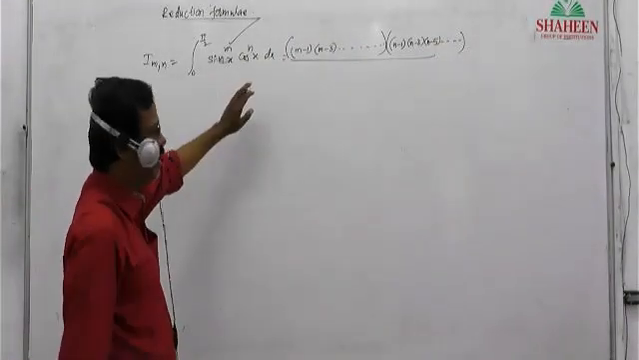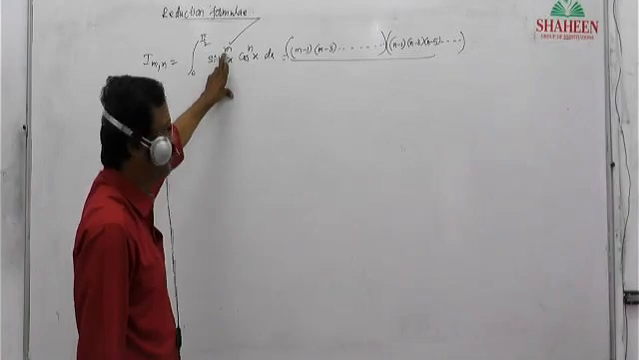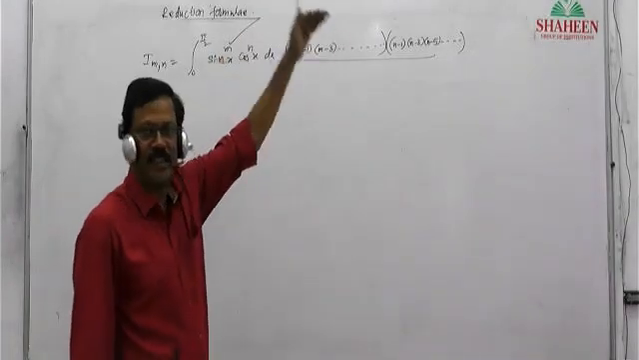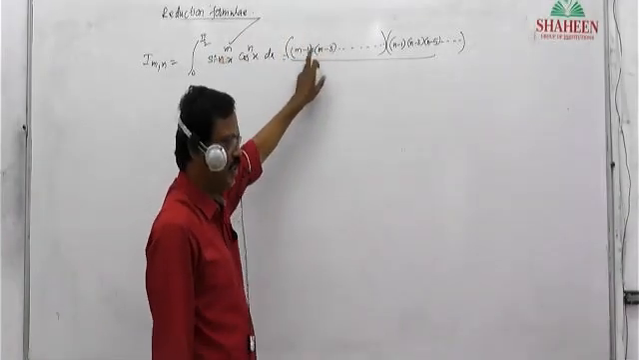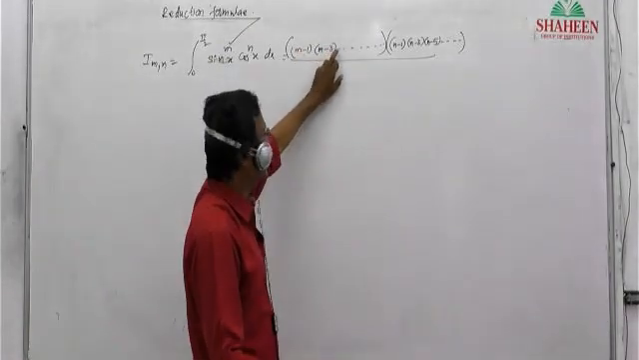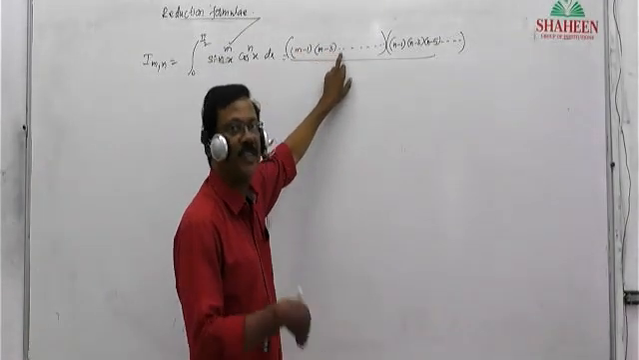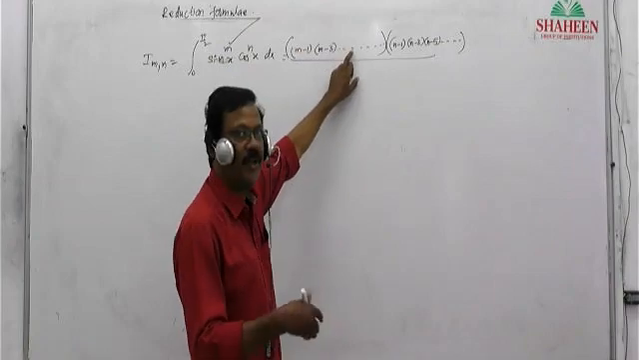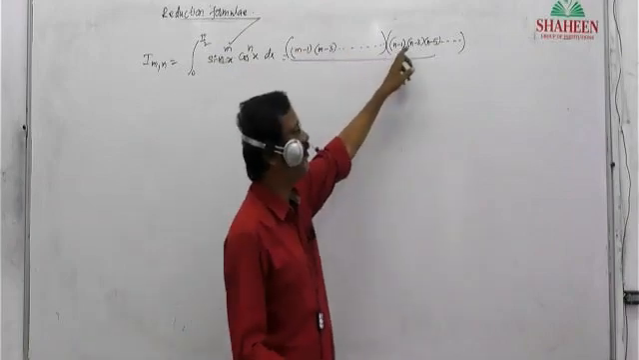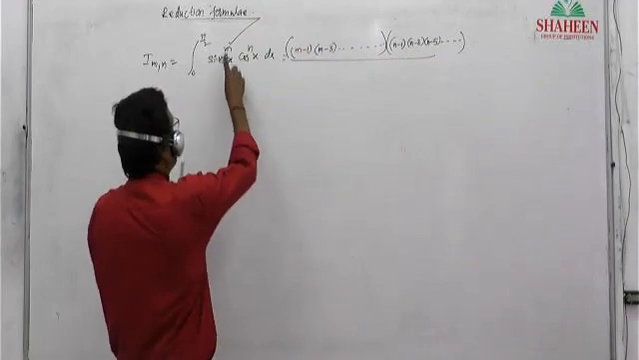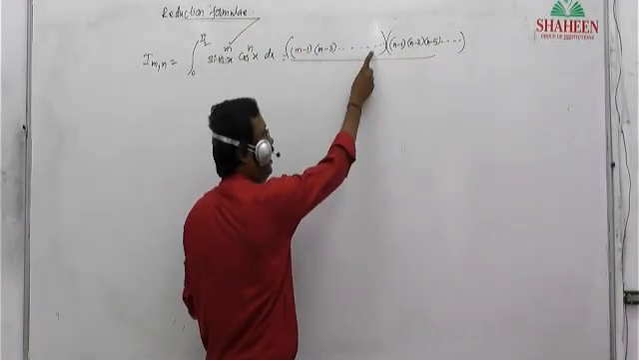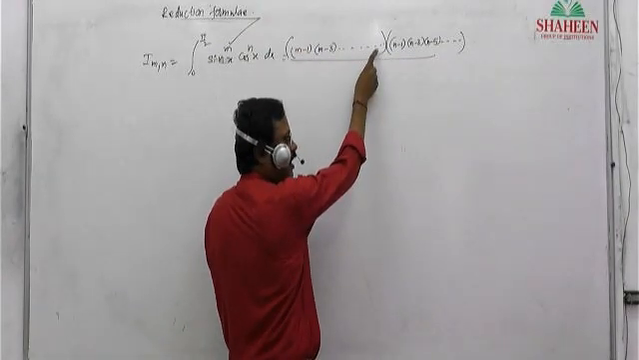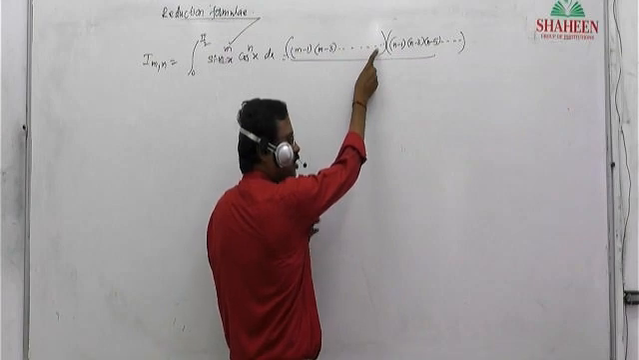Now in the numerator, sine power m is there: m minus 1, m minus 3, m minus 5, with a difference of 2. After completion of the m degree, don't write 0 and don't write any negative number. If you get a 0 or negative, stop there.